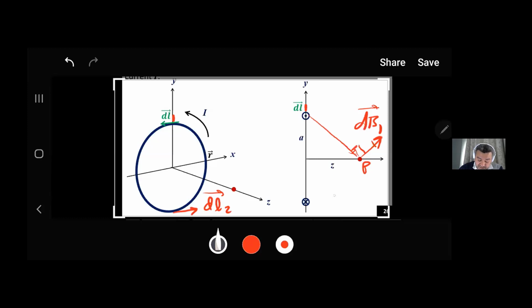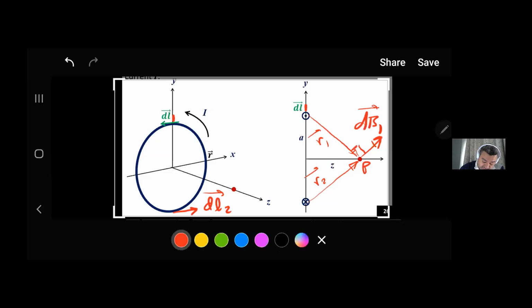And in this case, this one would be R2 if this is R1. This one is R2. This is going to result in a dB2 that is also perpendicular to R2. Now, this dB1 is due to dl1. This dB2 is due to dl2.